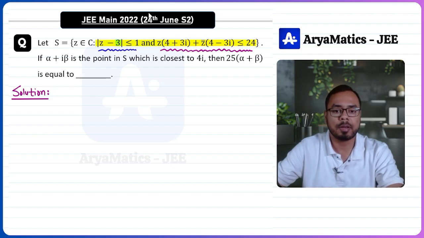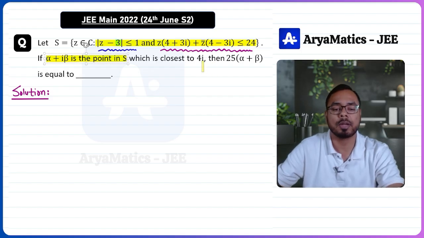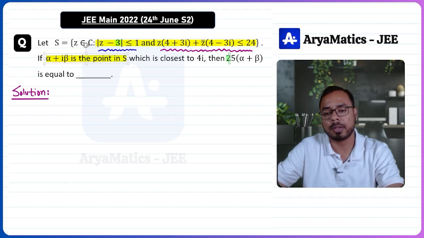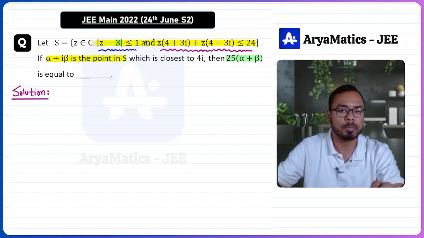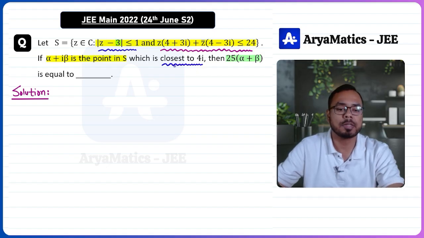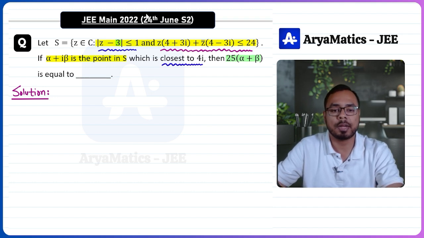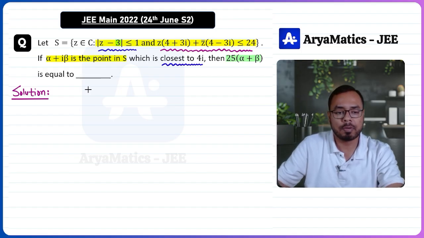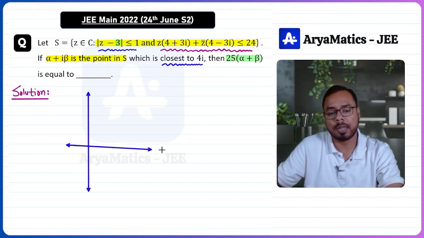If alpha plus iota beta is a point in S which is closest to 4 iota, then we have to find the value of 25 into alpha plus beta. So in this problem, first we have to plot the two loci, and then identify the complex number in that locus which is at minimum distance from the point 4 iota, right? So let us plot the diagram and see what kind of locus we are getting here. Let us say this is our imaginary axis and this one is the real axis.